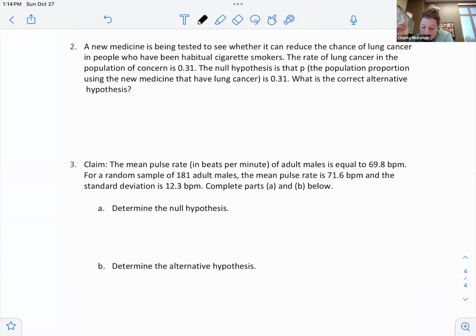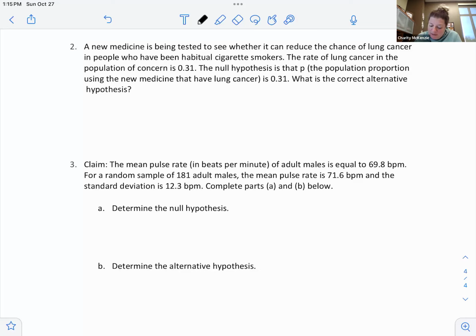Okay, a new medicine is being tested to see whether it can reduce the chance of lung cancer in people who have been habitual cigarette smokers, or should we say vapors. The rate of lung cancer in the population of concern is 31% or 0.31. The null hypothesis is that the population proportion using the new medicine is equal to this.